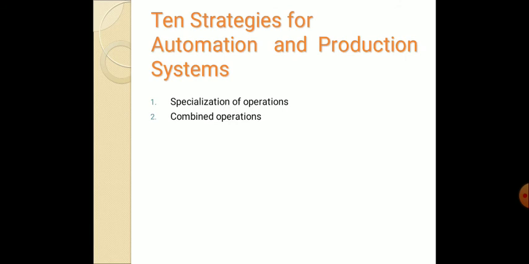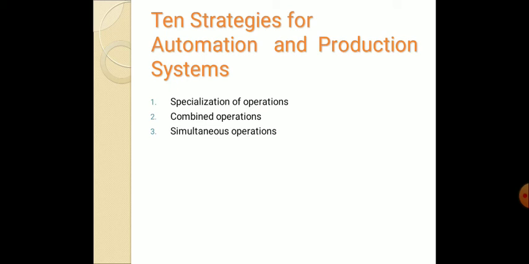Production occurs as a sequence of operations. Complex parts may require dozens or even hundreds of processing steps. This is accomplished by performing more than one operation at a given machine, thereby reducing the number of separate machines needed. Third one is the simultaneous operations. A logical extension of the combined operations.